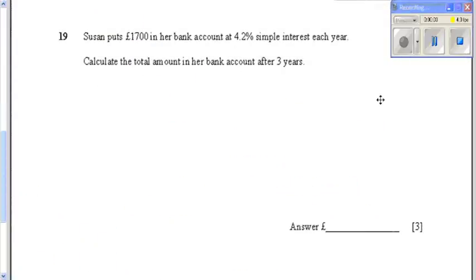Here's question 19, £1,700 in a bank account at 4.2% simple interest. Work out the total amount in the account after 3 years. So if you want to have a go at that, just stop the video and we'll go through the solution in a moment.